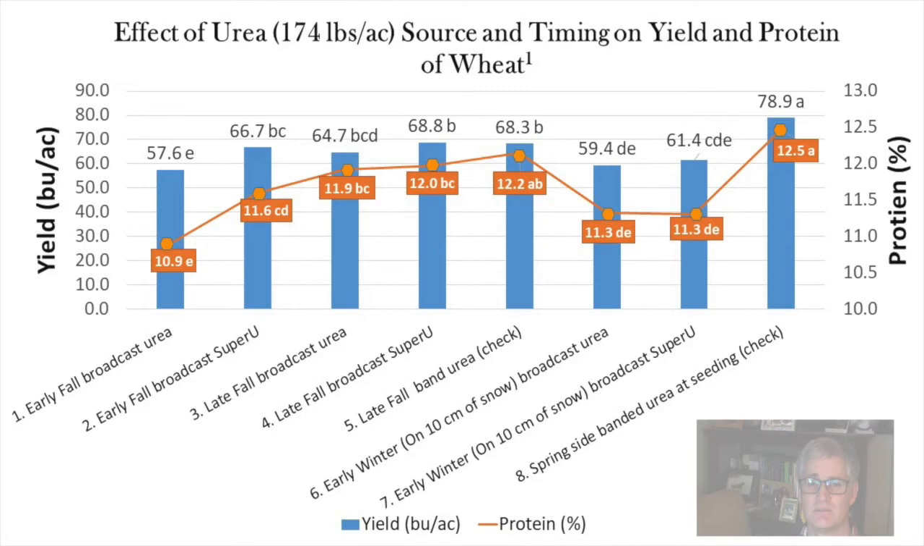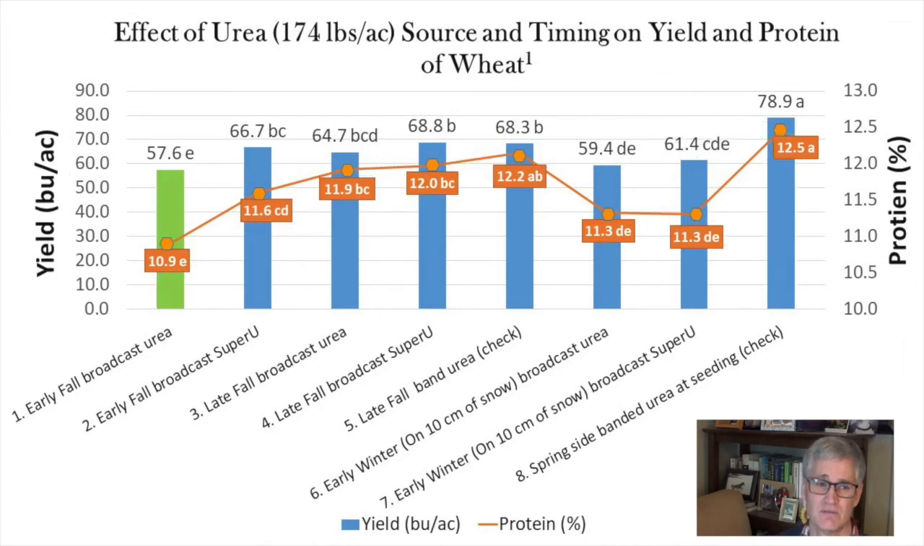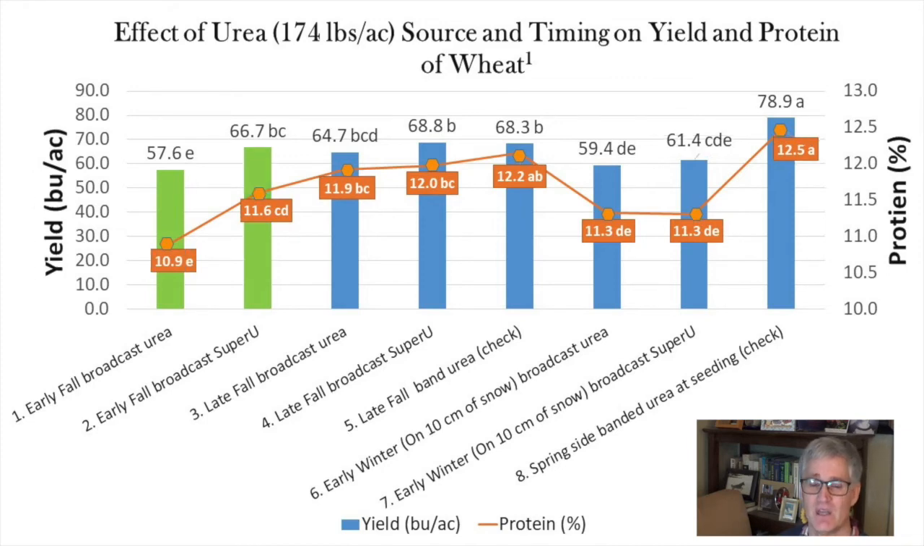And here are the results. Again, blue is the yield, orange is the protein. You'll note here on the far side our check, the spring side banded urea at seeding, has provided us by far the highest yields and the highest protein levels. One of the worst treatments was the early fall broadcasting of urea. We've lost 20 bushels of wheat and we've lost 1.5% in protein from having done this. We did reduce our losses by using Super U. We've increased yields and increased protein. So we've lost some volatilization and potentially denitrification losses.